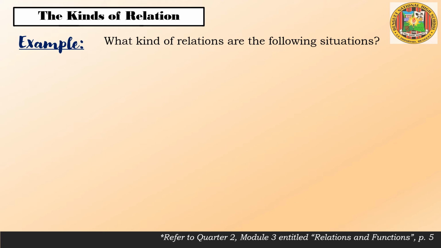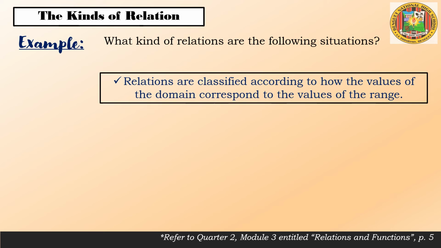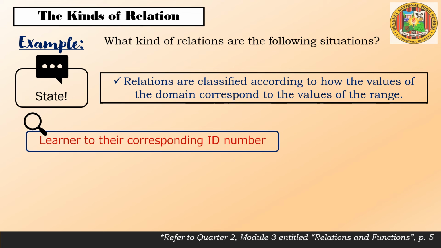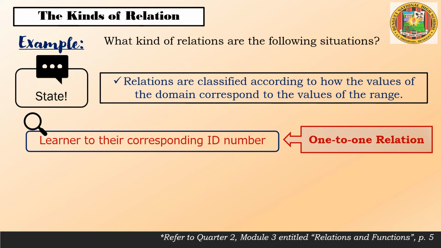Now that we've solved how the values of the domain correspond to the values of the range in each relation, we now state our conclusions. In the first relation, each value of the domain matches or corresponds to only one value of the range. This relation is a one-to-one relation.